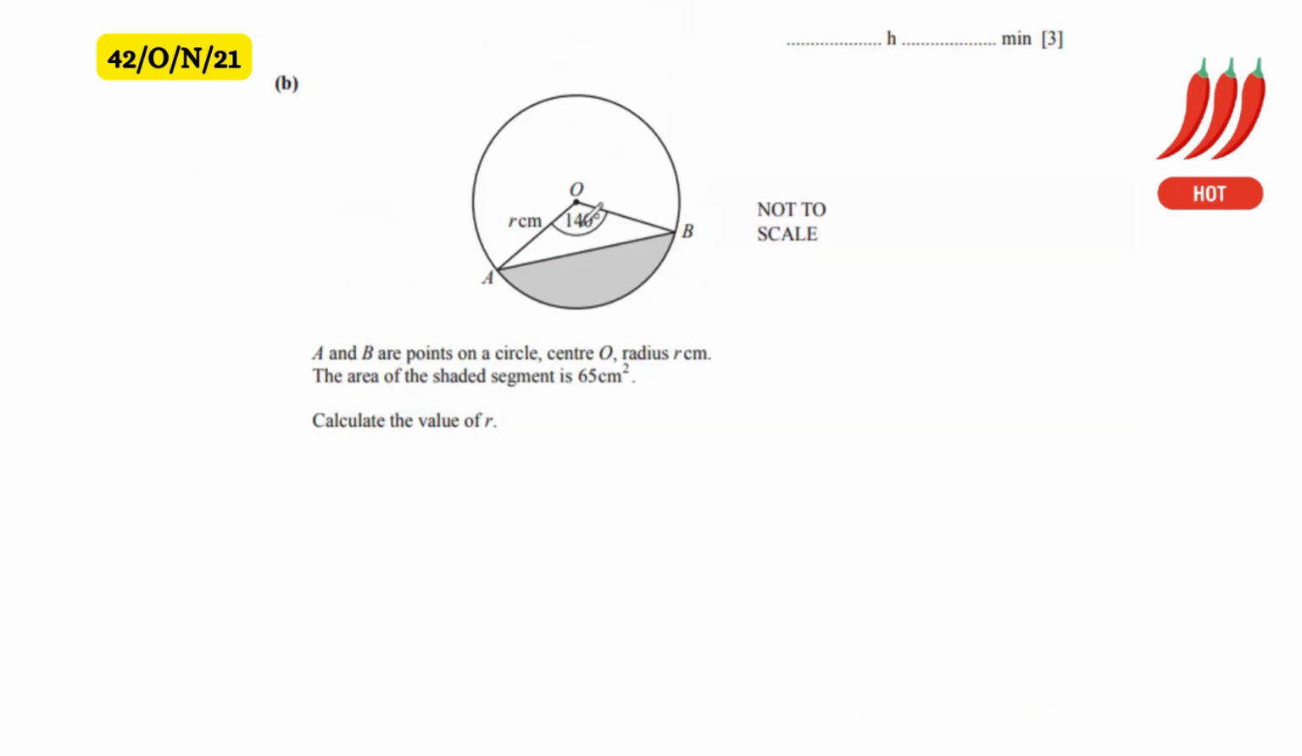we know that OA and OB are equal because they're the radius, so both of them are R. We have the area of the shaded segment, 65 centimeters square. So the shaded segment is basically equal to the difference of the area of the sector and the area of the triangle OAB. Area of the sector is going to be 140 over 360 times pi r square, minus 1 over 2 times r square times sine of 140. This is the area of the triangle.